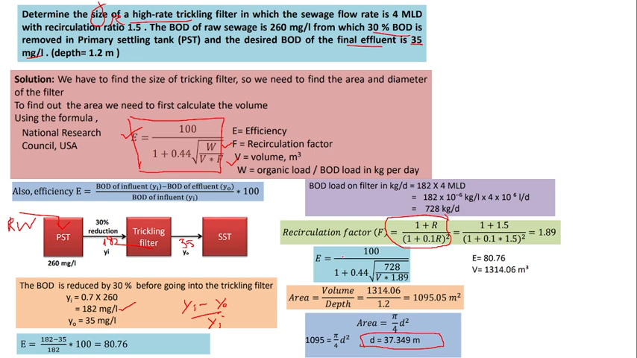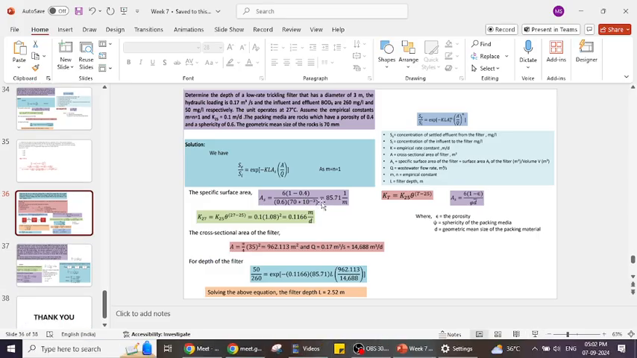Only unknown value is the volume, right? So with this, since you know the efficiency as 80.76, you will derive the volume of the tank as 1314.06 meter cube. Now we know the depth of the tank as 1.2 meter. Just divide the volume by depth to obtain the area, and the area formula is pi by 4 d square. From this, you will obtain the d value as 37.349 meter. This is how we will solve this problem.